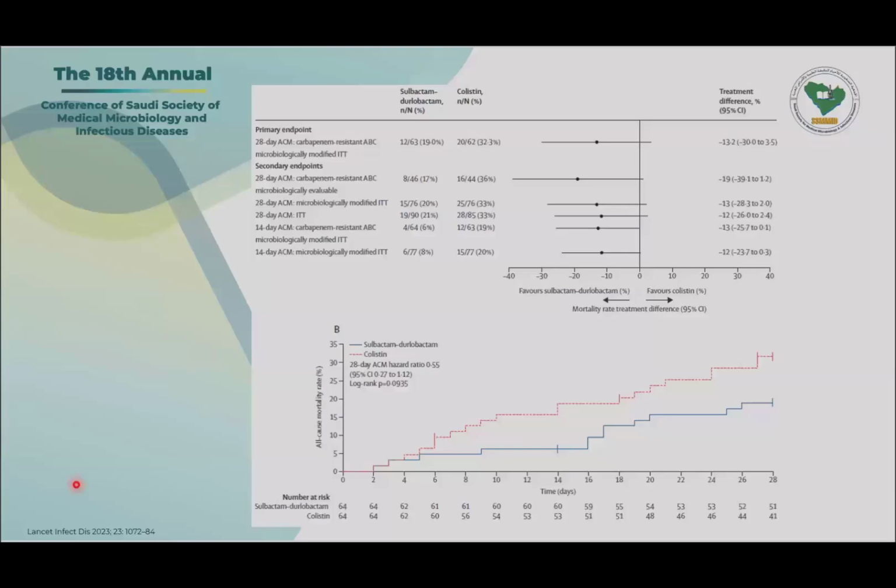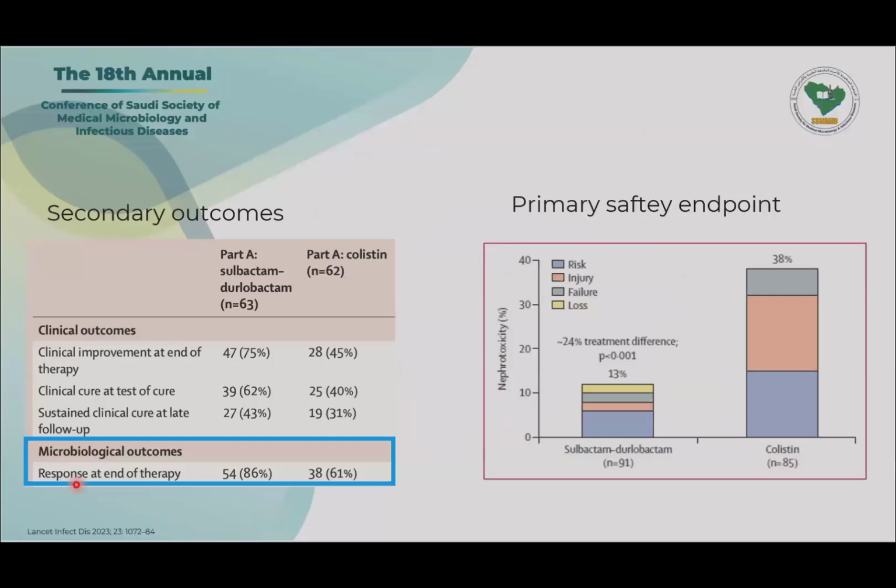If you look at the Kaplan-Meier curve in the lower part of the slide, the red color represents the colistin group and the blue color represents the sulbactam-durlobactam group. This is for the all-cause mortality. Clearly you can see numerically that patients who received colistin are at much more risk of death compared to the sulbactam-durlobactam group. And these are other outcomes from the study that I think are important.